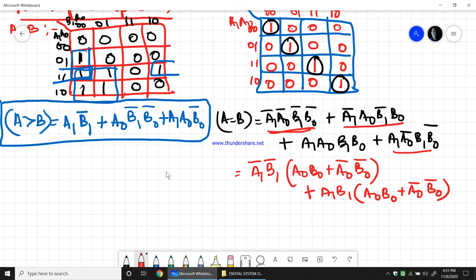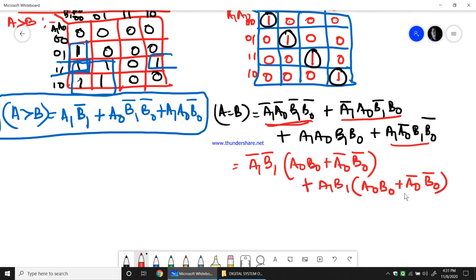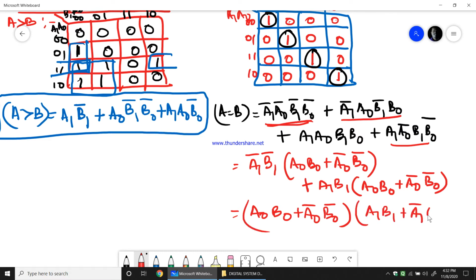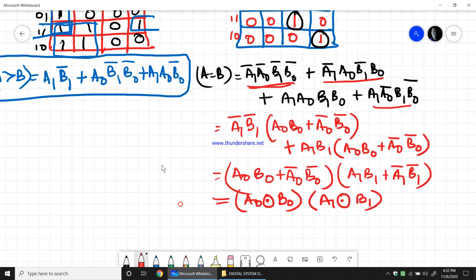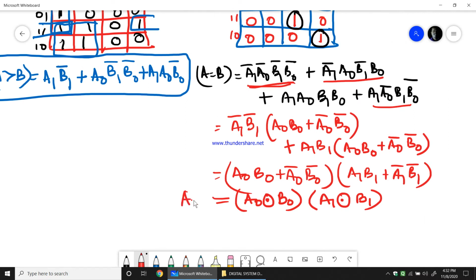So if you see this, I have common A0 B0 plus A0 bar B0 bar in both the terms. So I can say A0 B0 plus A0 bar B0 bar multiplied by A1 B1 plus A1 bar B1 bar. So therefore this can be easily said as A0 XNOR B0, because A0 B0 plus A0 bar B0 bar is A0 XNOR B0. Similarly I can say A1 XNOR B1. So this is the expression for A equals B for a 2-bit comparator.